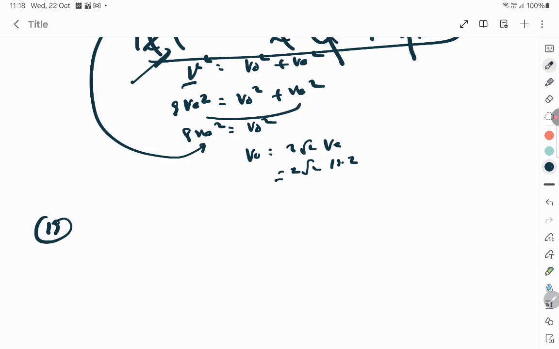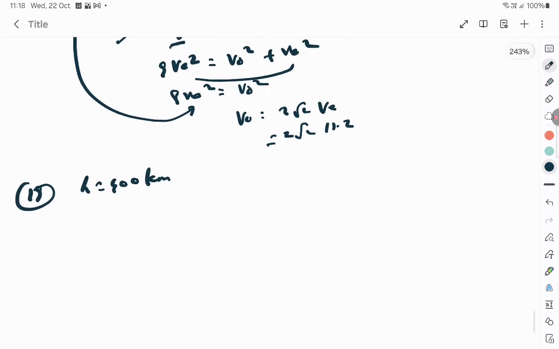So next question is, a satellite orbits the earth at a height of 4,400 kilometers above the surface. How much energy must be expended to rocket the satellite out of the earth's gravitational influence? How much energy should be expended? So the mass of the satellite is 200 kg. Satellite can be written small m. Mass of the earth is given, radius of the earth is given.